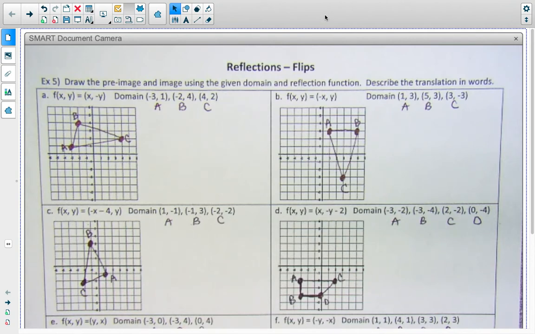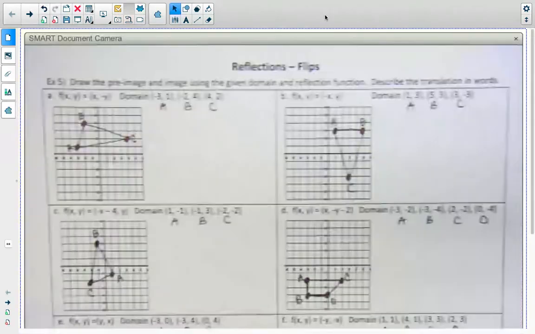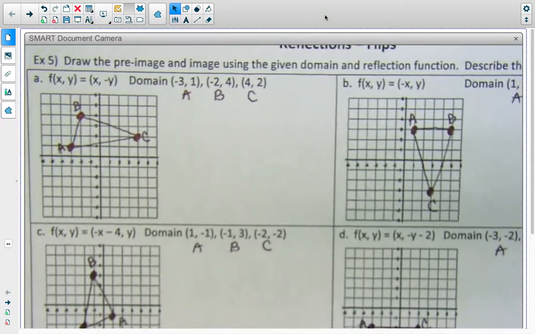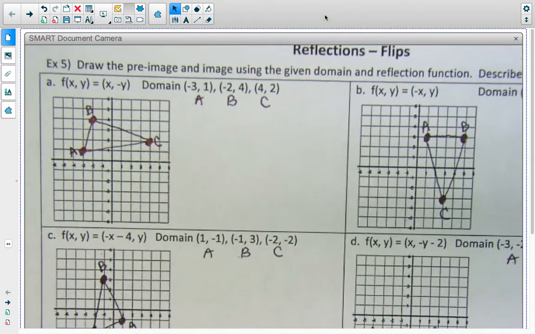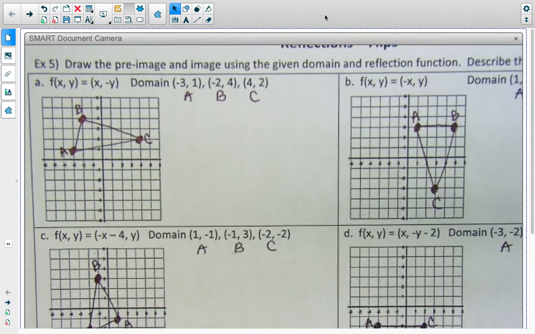Examples. Let's draw the pre-image and image using the given domain and reflection function, and then we're going to describe the translation in words. So we're going to take a look at these one at a time and kind of get a gauge for what our rules could possibly be.